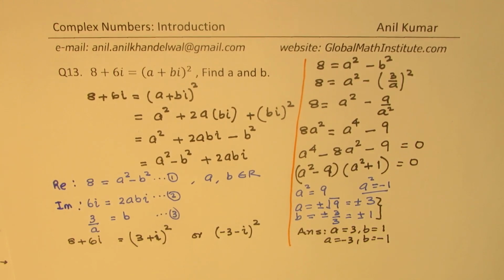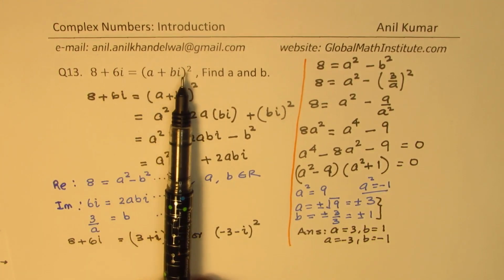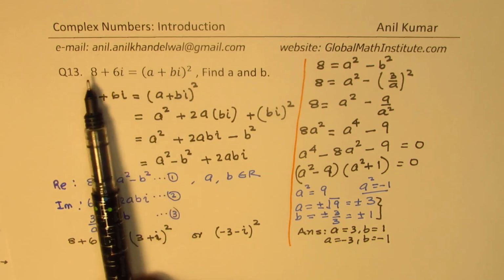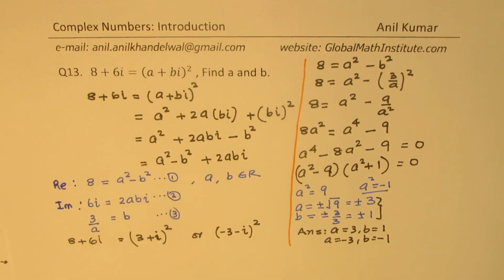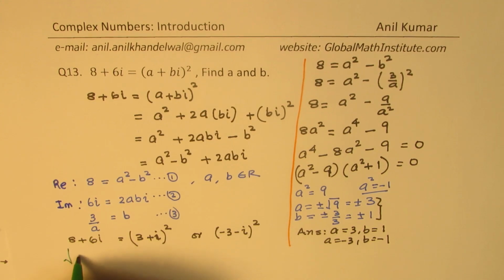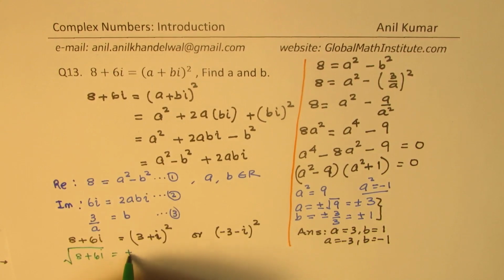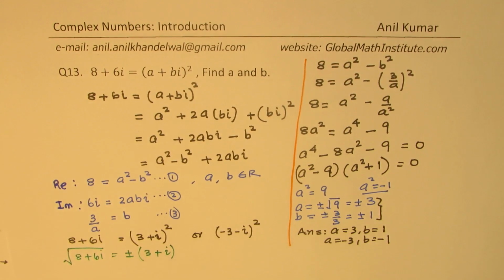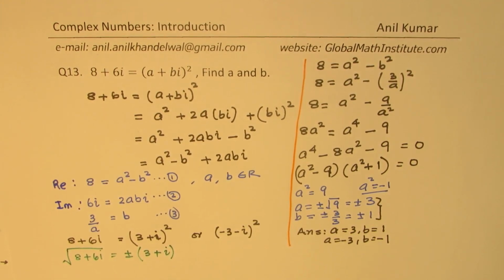You will also note that in the last example, we actually found the square root of 8 plus 6i. If you rearrange this, you could see that the square root of 8 plus 6i was equal to plus minus 3 plus i. Does that make sense to you? So we did find the square root also, and this is a good method to find the square root of a complex number. So I hope that makes sense.